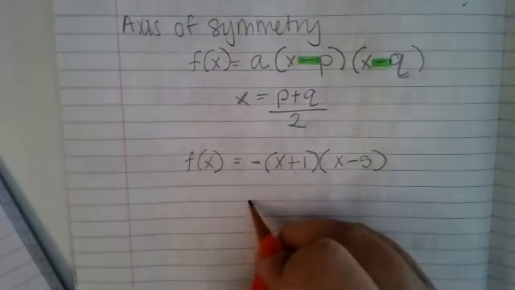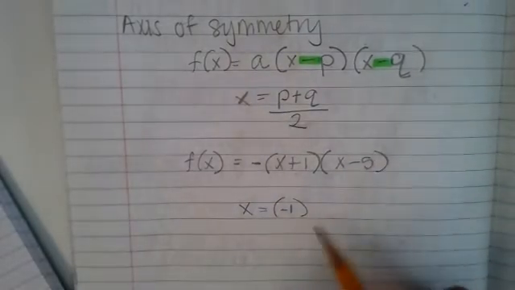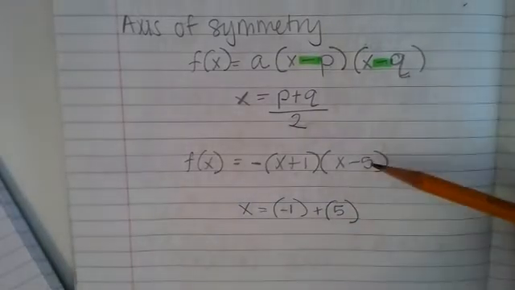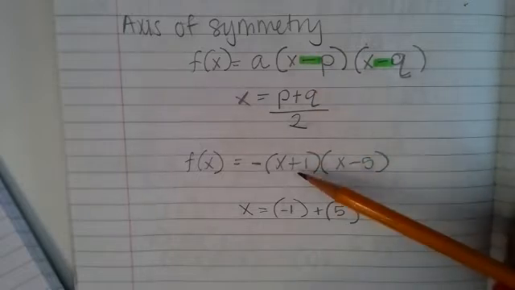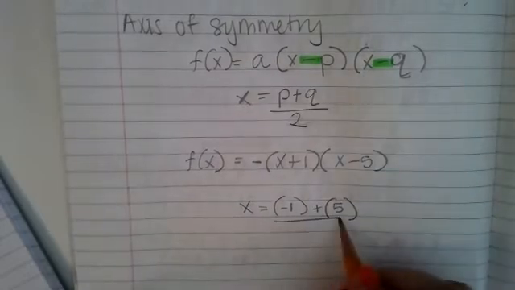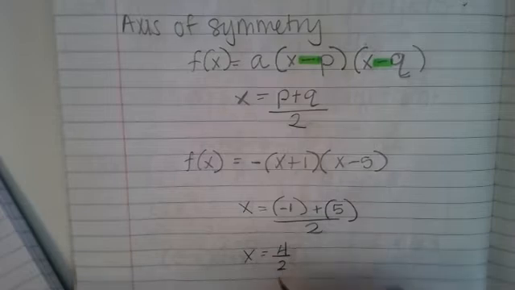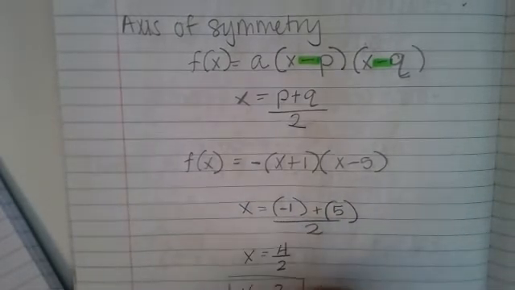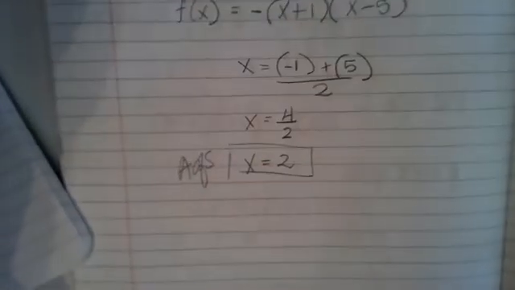So here I have x is equal to negative 1 plus positive 5. Because again, the subtraction sign is part of my equation, so this is a positive 5. When this sign turned, that's what made this become the negative 1. All of that over 2. So I have x is equal to 4 over 2, and my x equals 2. And this is my A of S, axis of symmetry.